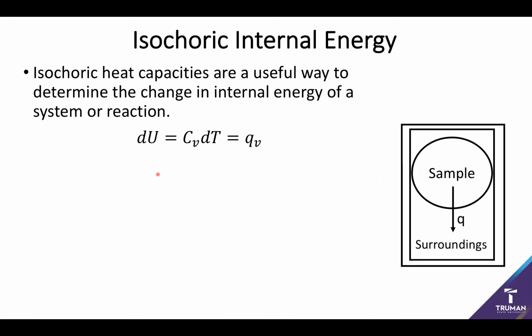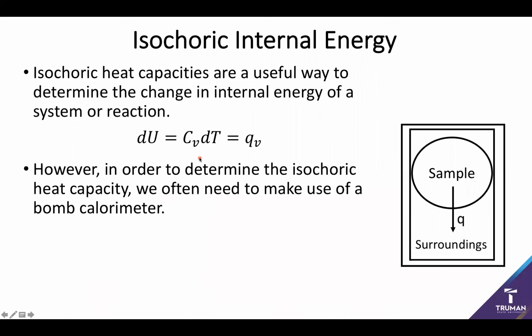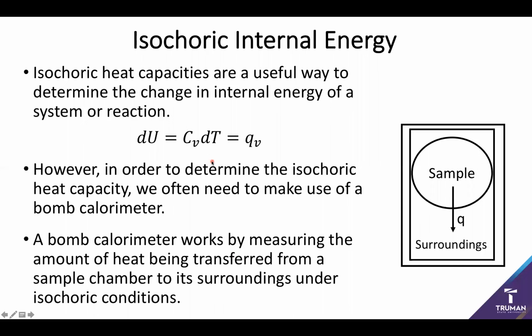However, it turns out that trying to determine our isochoric heat capacities can be a little bit more tricky than you'd think. So oftentimes what we're going to need to do is make use of a bomb calorimeter to make measurements of heat capacities, as well as potentially changes of internal energy, which we can use to back calculate other properties. And in general, the major idea behind a bomb calorimeter is I'm going to put a sample inside of a system of known surroundings inside an isolated system.